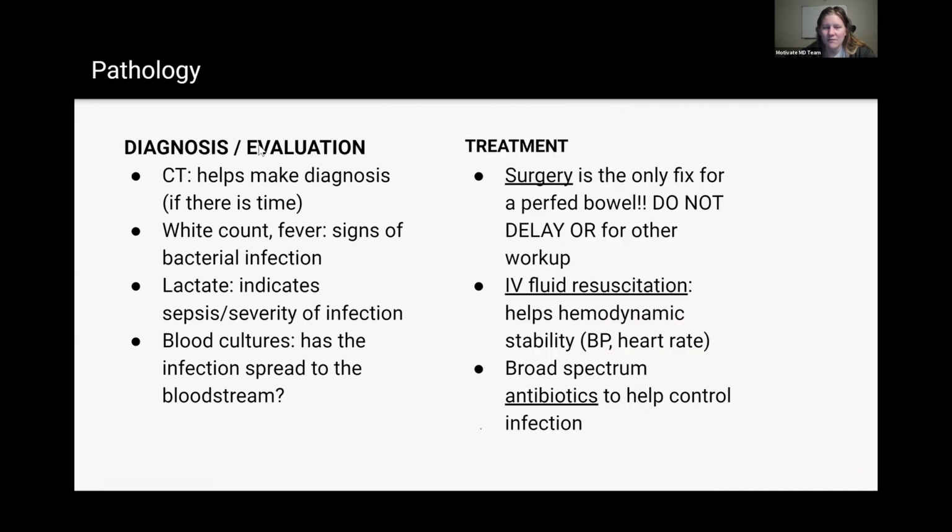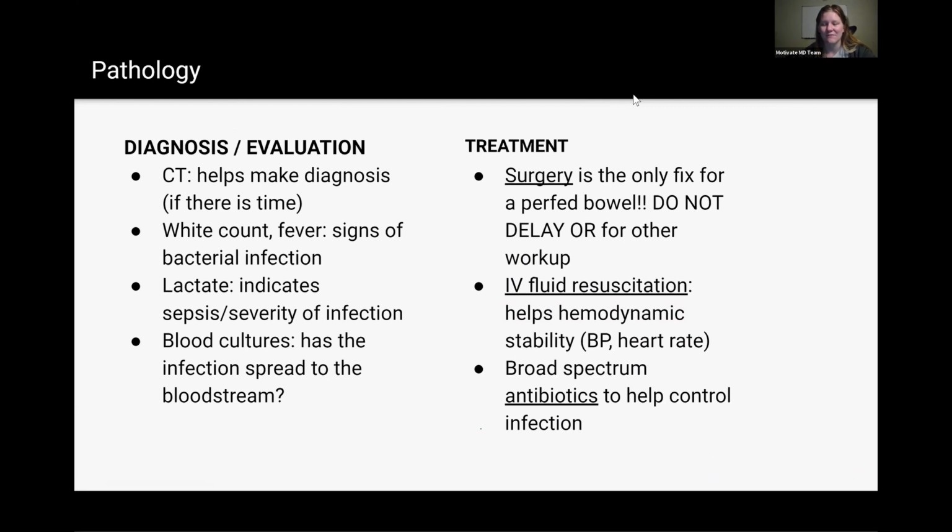Okay, we just went through this diagnosis and evaluation before, and I'm putting here now what the definitive treatment is. So really, surgery is the only fix for a perfed bowel. You can't fix it once it's already blown up. And in most cases, you also can't fix an obstruction on its own.